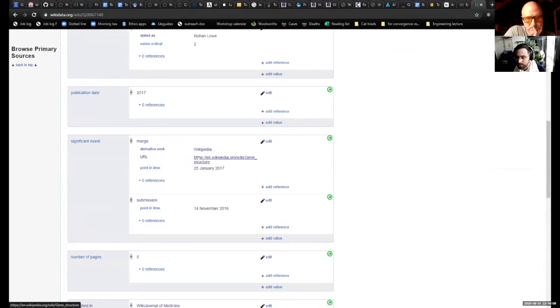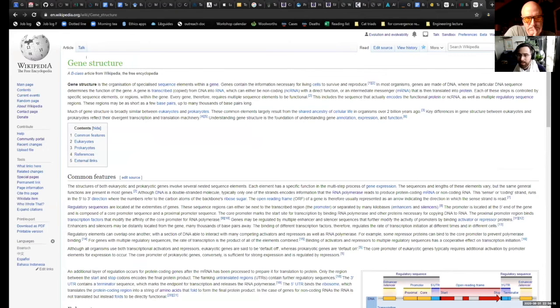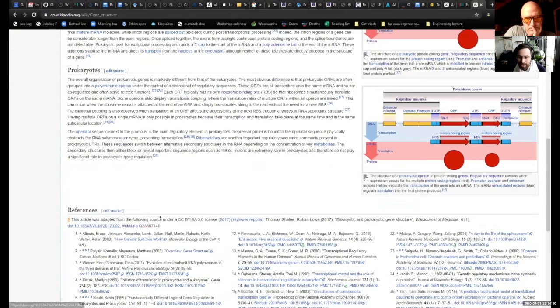Oh, interesting. What was that URL? So here we go. Here's the Wikipedia page on gene structure. And we can see, oh yeah, Wikipedia, gene structure, same diagrams, and this article was adapted from the following source under a CC BY license.